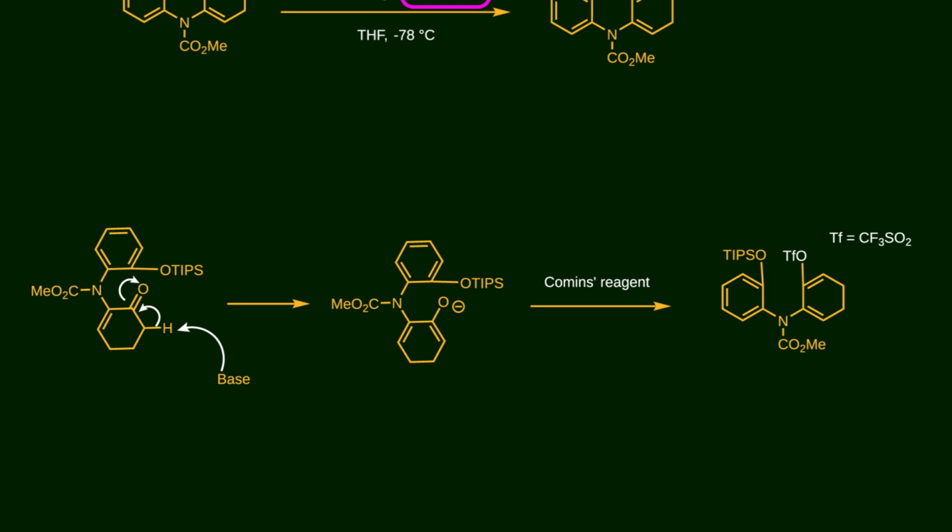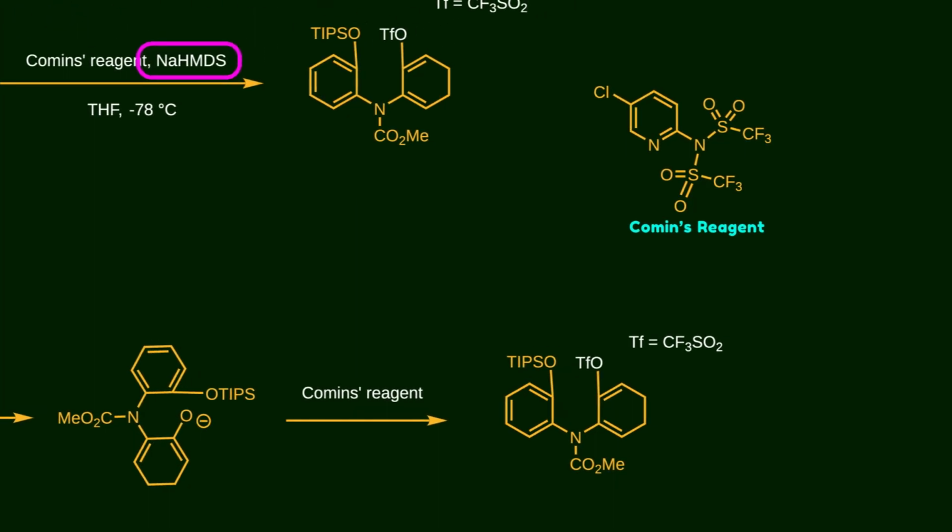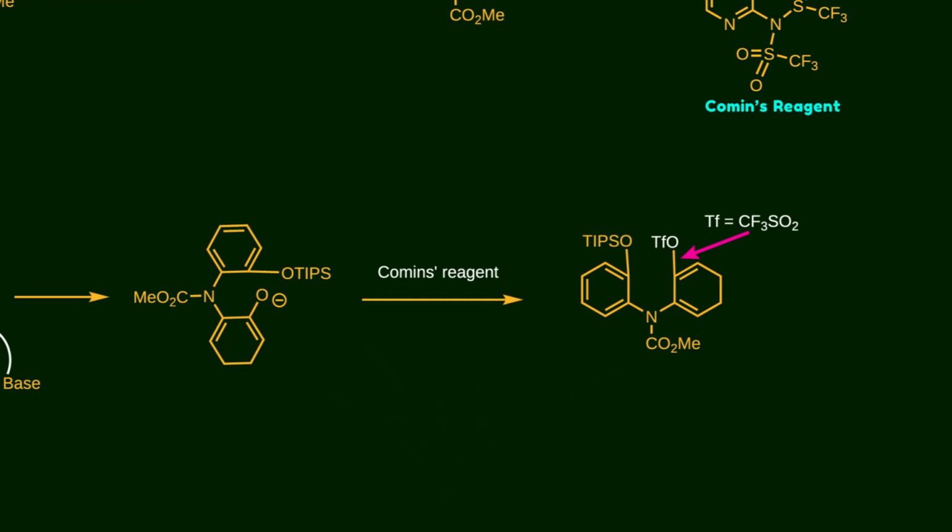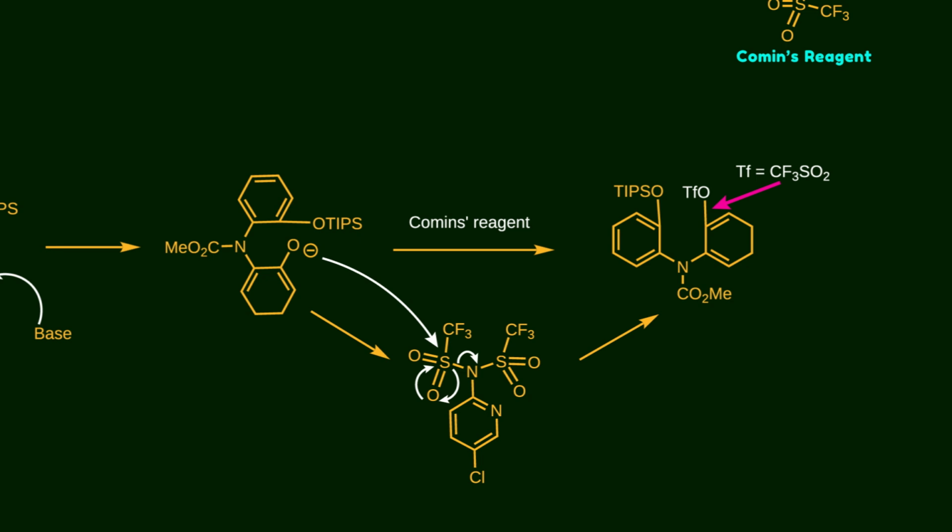The resulting enolate reacts with Comins reagent. Comins reagent is often used to introduce a triflate group in the molecule. Triflates act as an oxygen-based alternative to halides, and metals can insert into the carbon-oxygen bond. The reaction begins with the enolate attacking the sulfur atom, followed by an addition-elimination process in which the nitrogen atom along with its substituent leaves the molecule.